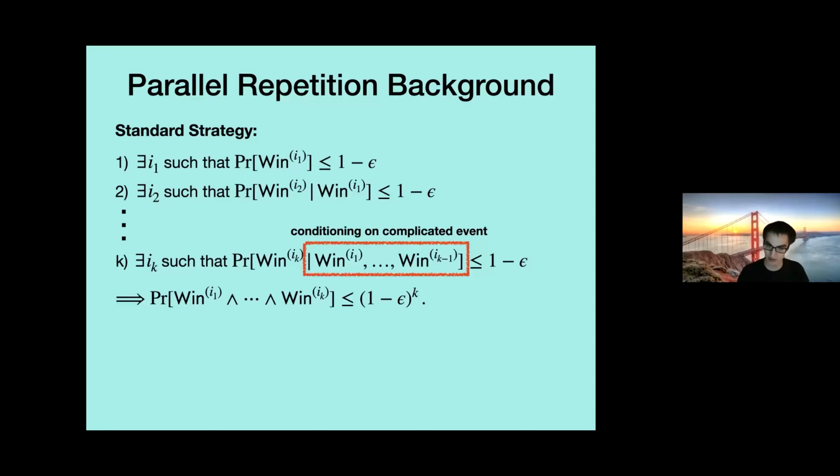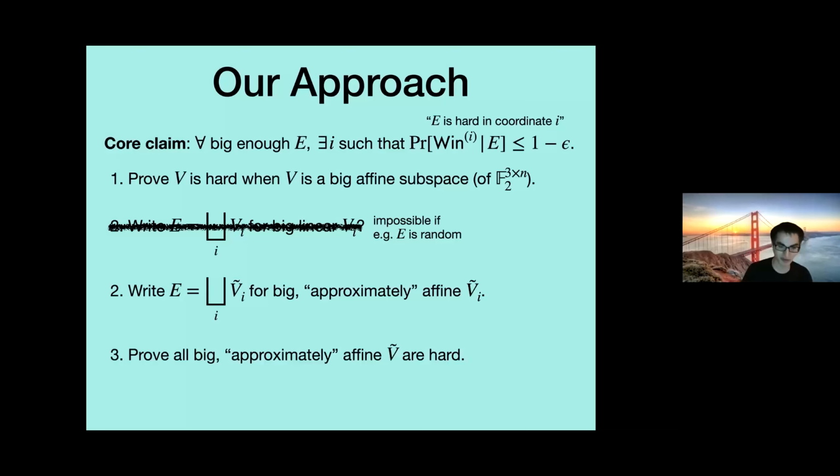Instead, what we do is we try to write an arbitrary event as consisting of approximately affine subspaces, as with components that are approximately affine subspaces. So if you go back to the example that I just said about an event that consists of just randomly chosen points, there's some sense in which this event would just look like the entire space. Anyways, after we've done this, we still need to prove that our approximately affine events are hard.